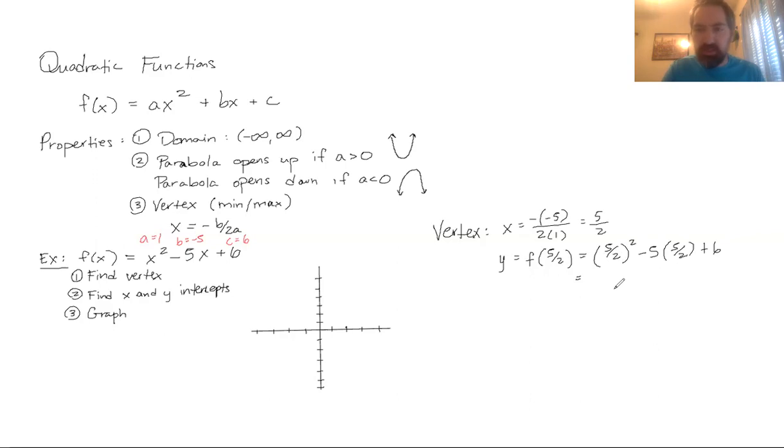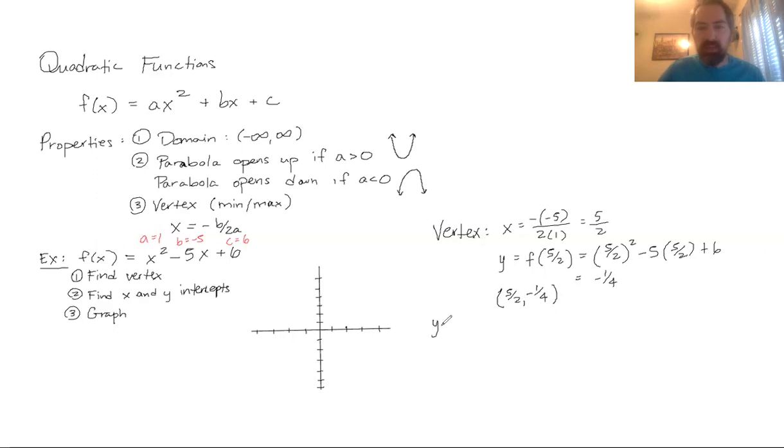So this should simplify to negative 1/4. Take some time, work that out on your calculator, make sure that your answer agrees with mine. So the vertex is 5 halves, comma negative 1/4.